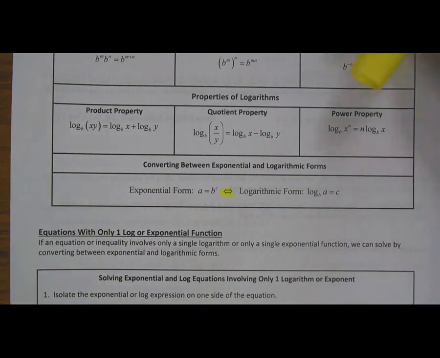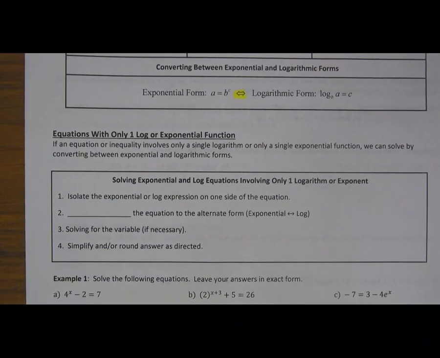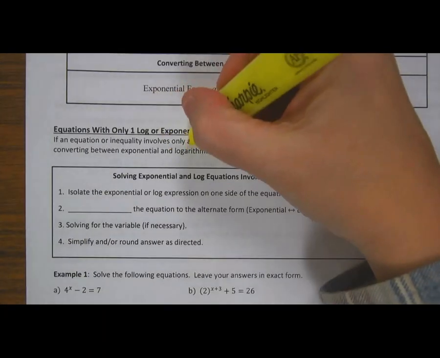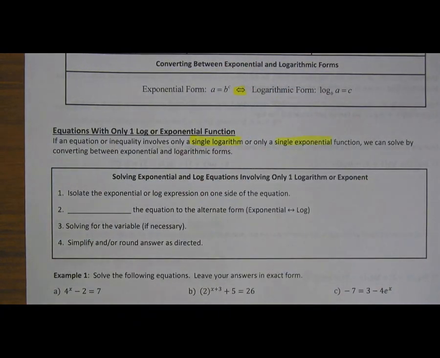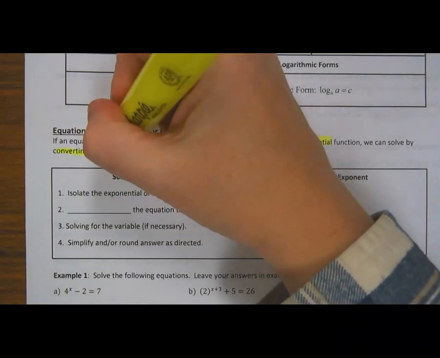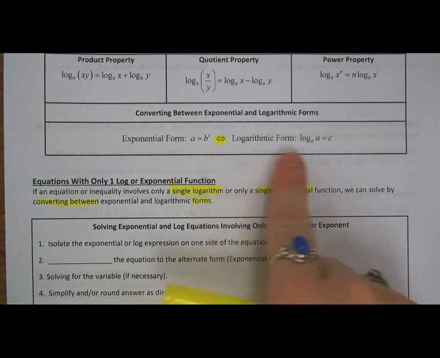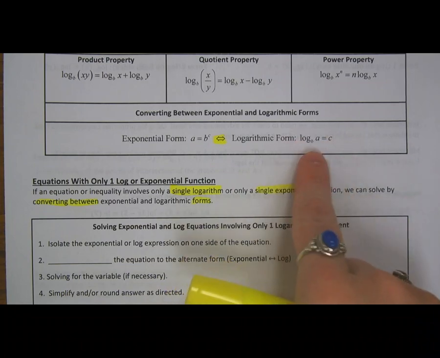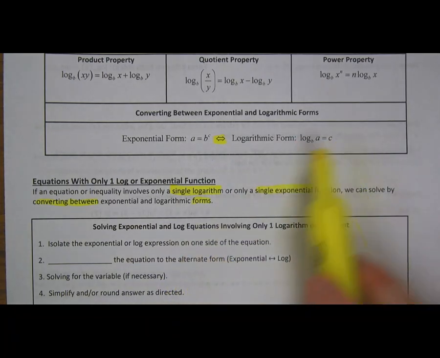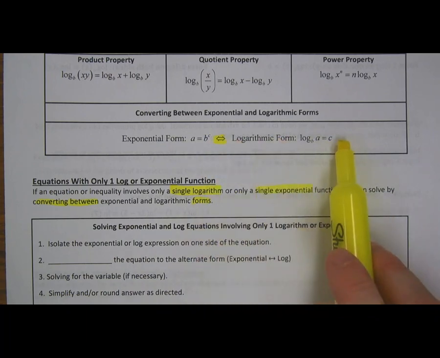So first thing we're going to do is look at equations with only one logarithm or exponential in them. If an equation or inequality involves only a single logarithm or only a single exponential, we can solve by converting between the forms. So convert between forms. That's why you have to know this rule really well. The base of the log is the base of the exponent. Just remember that the whole point of logarithms is to get the exponent alone or isolated. That's why the exponent over here in exponential form C is all by itself in logarithmic form.